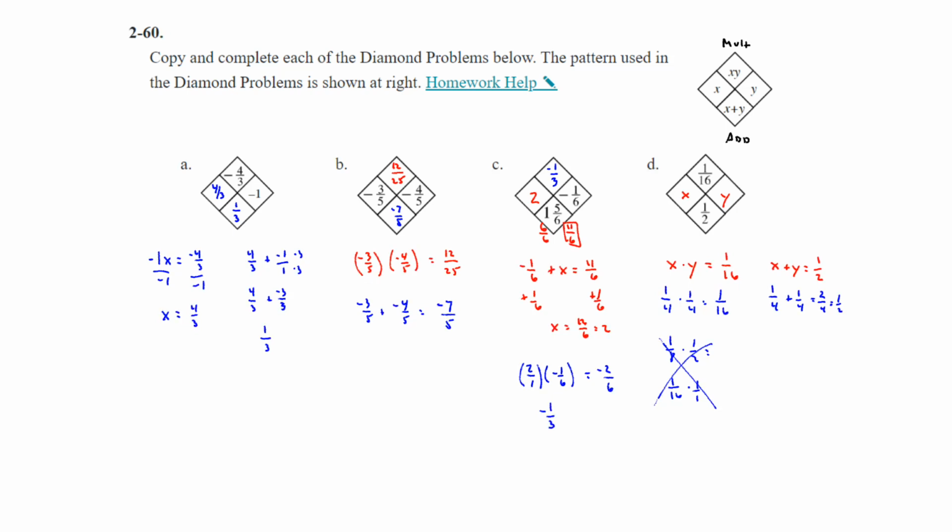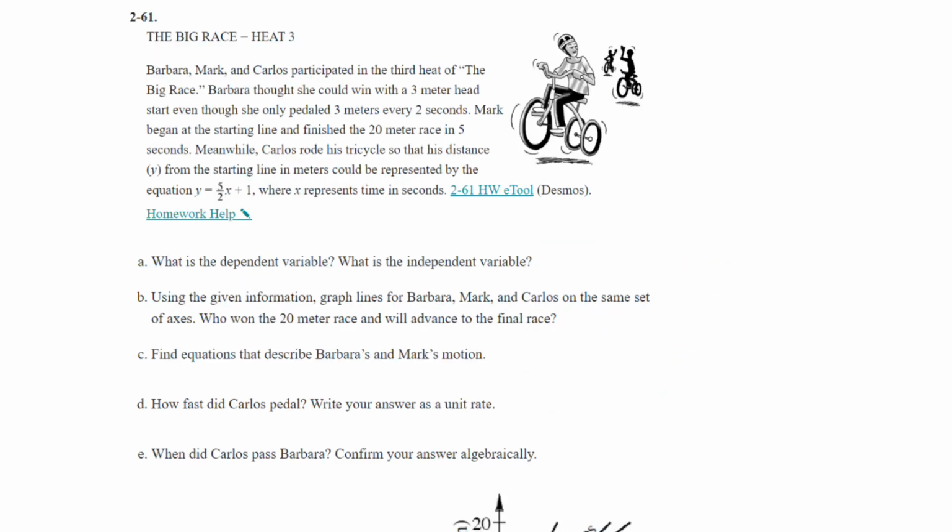So it looks like we found the answer. It doesn't matter which one's x and which one's y, they're the same, so it wouldn't matter anyways. It doesn't matter where you place those, because what multiplies to give you 1/16 and also adds to give you 1/2.